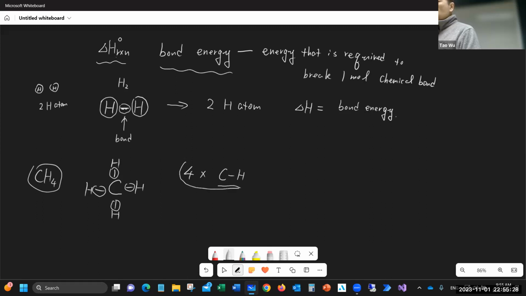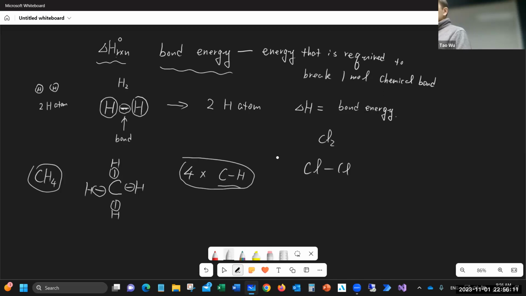So this has 4 carbon-hydrogen bonds. Then we can just assume the energy for this methane compound is 4 times the carbon-hydrogen bond energy. That's it. This is the energy that is stored inside this methane. And for the chlorine molecule, Cl2, made by 2 chlorine atoms, there is just 1 bond. So the energy for Cl2 is just the Cl-Cl bond.